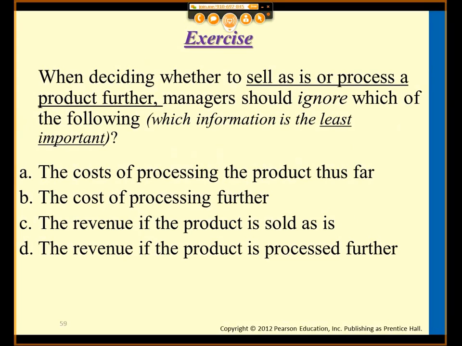Okay, couple more. Really want to do this with you, so wait. When deciding whether to sell as is or process a product further, managers should ignore which of the following, which information is the least important. The cost of processing the product thus far, the cost of processing further, the revenue if the product is sold as is, the revenue if the product is processed further. A, B, C, D. So it's the cost of processing the product thus far. That's irrelevant to us, right?